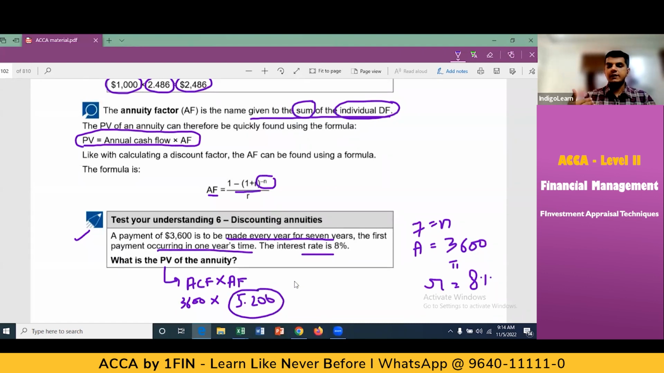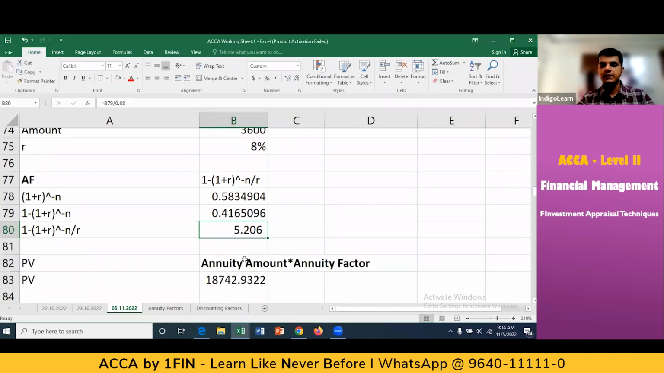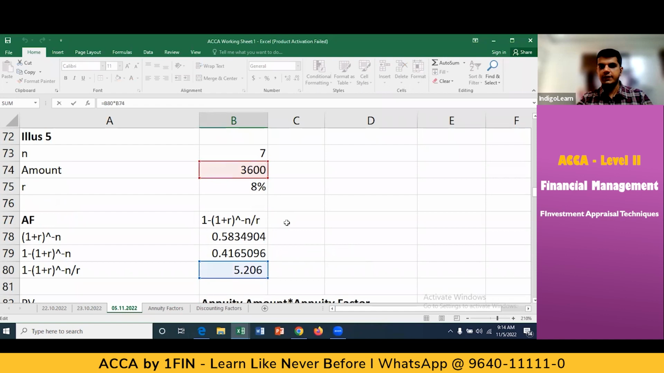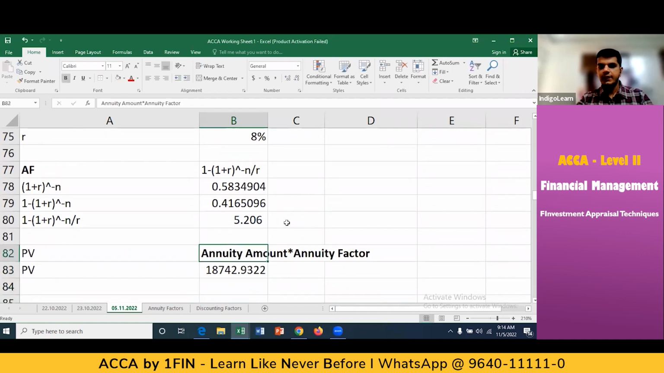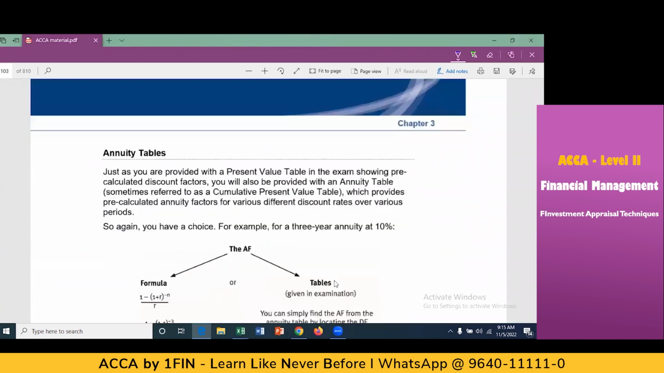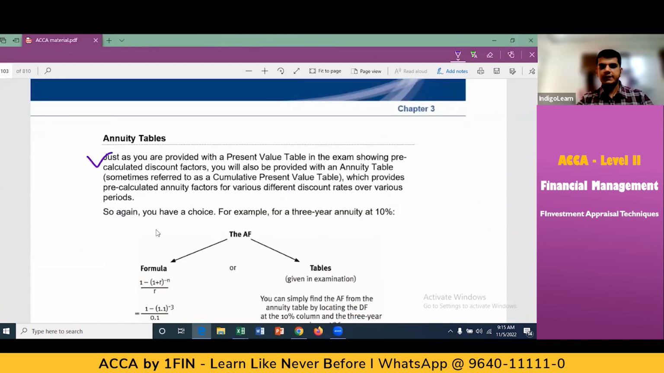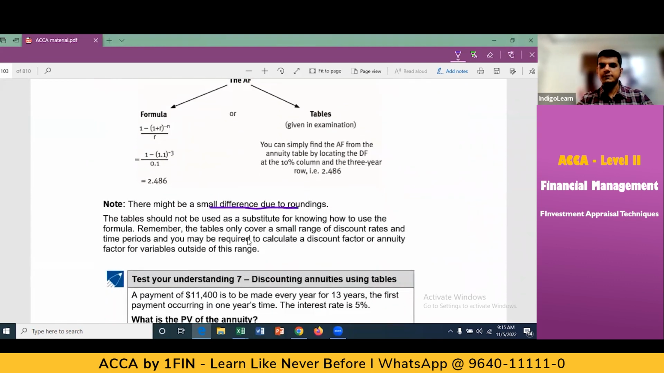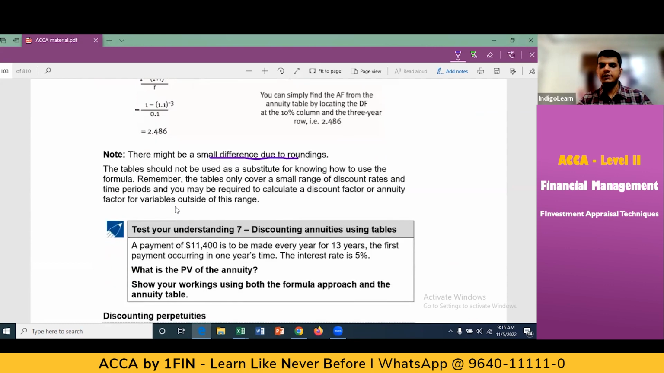Then if you think, why go via formula? You should know the formula. If it is available in the table, then you can go directly. But if it is not available, then you should be able to go via the formula. That is our sole motto. Then we can directly calculate annuity amount into annuity factor, and we'll directly get the answer. So in the same way here, it is written that we can see via annuity table or formula. There might be a small difference due to rounding, but yes, we should be able to calculate via both.